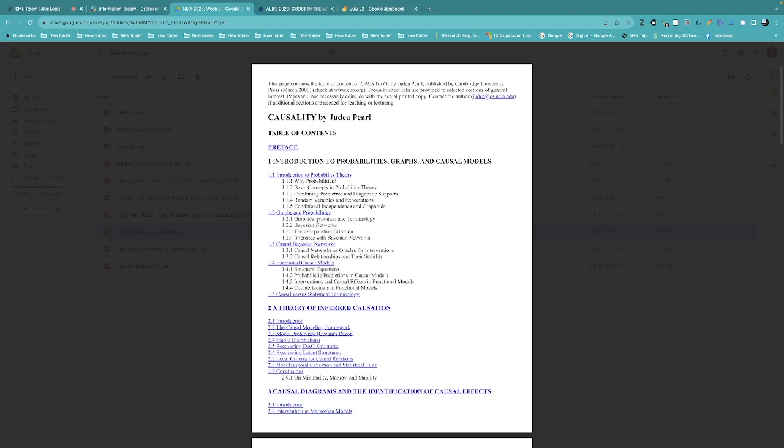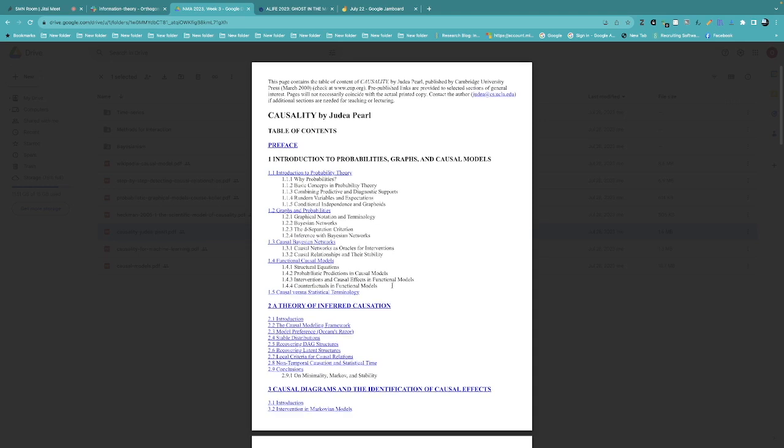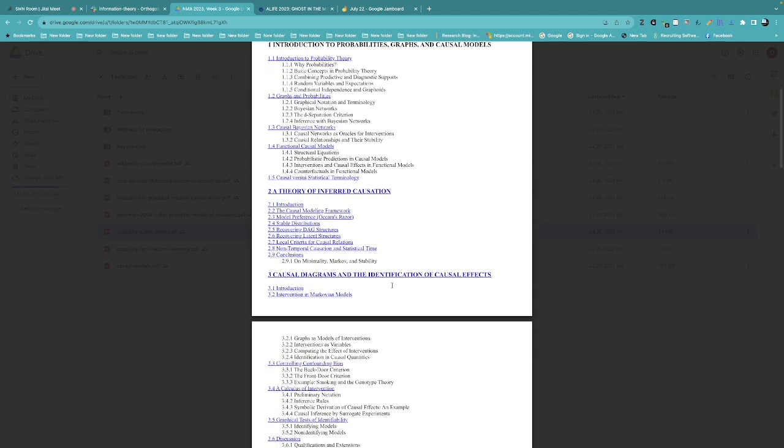He goes through probability theory, graphs and probabilities, causal Bayesian networks, and functional causal models. So these are all the different models we talked about. Then there's this theory of inferred causation. So how do you infer causation? There are principles like Occam's razor you can use, which is that the simplest explanation is the best. There are structures like DAGs that we use as a way to isolate the variables and make sure we understand the order of operations.